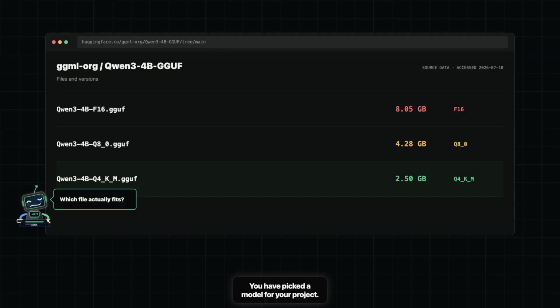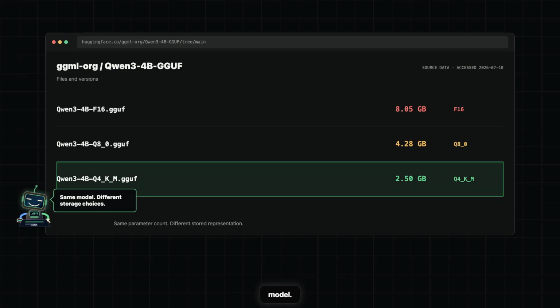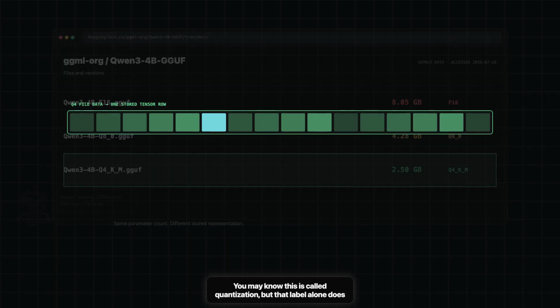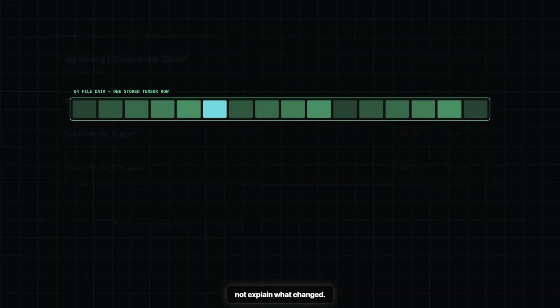You have picked a model for your project. Downloading it should be the easy part. Instead, the model page offers several files: FP16, Q8, Q4, AWQ, and GPTQ all claim to represent the same model. Some files are dramatically smaller. You may know this is called quantization, but that label alone does not explain what changed.